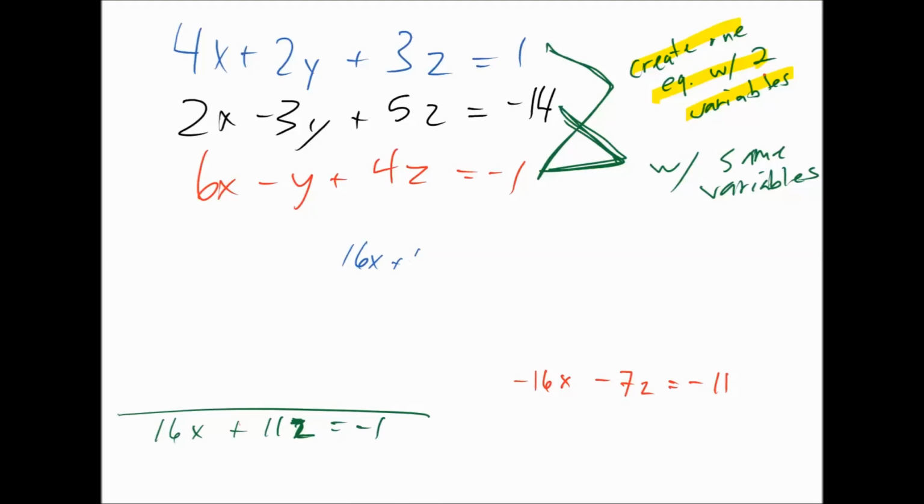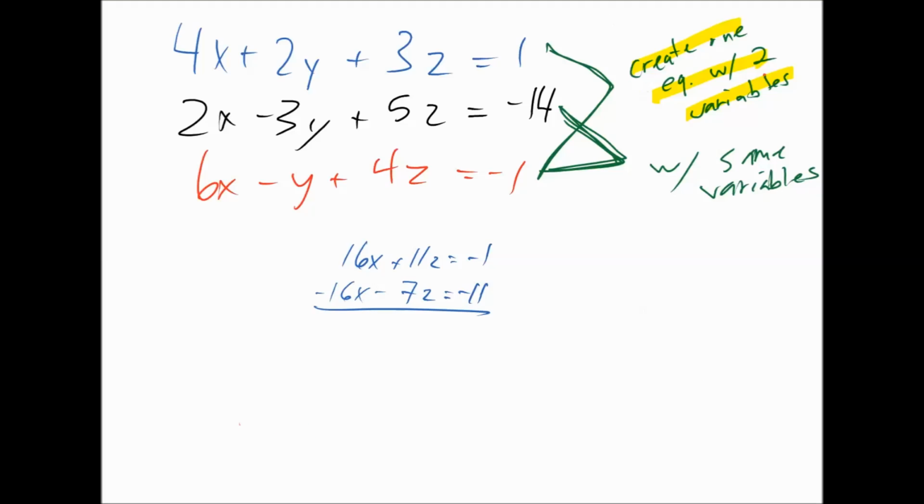16x plus 11z equals negative 1. We have negative 16x minus 7z is negative 11. And we're going to decide what we want to do with those. So remember, now we're just doing exactly what we did in 3.1. We're just going to eliminate one of those things. So we can eliminate the x right away. We don't even have to change it this time. Those just cancel. We'll just add them together. And we get 4z equals negative 12. Z equals negative 3.